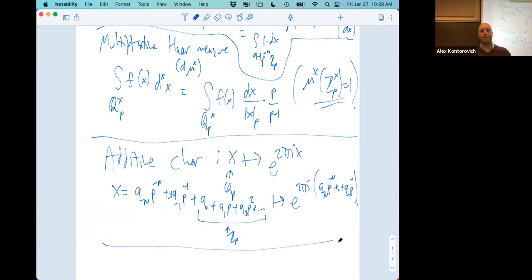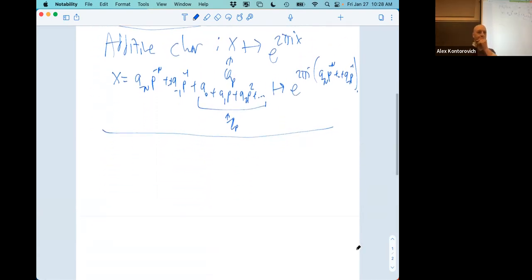And when you map these, you're choosing your representatives of numbers modulo p as 0 to p minus 1. This is literally e to the 2 pi i, p to the minus n, and yes, all the a_j are in 0 to p minus 1. Right, because otherwise, because it just carries over. So I do need this to range in 0 to p minus 1. Otherwise it wouldn't be well defined.